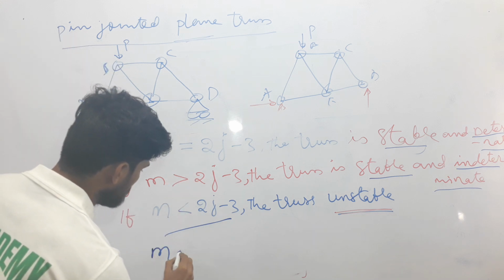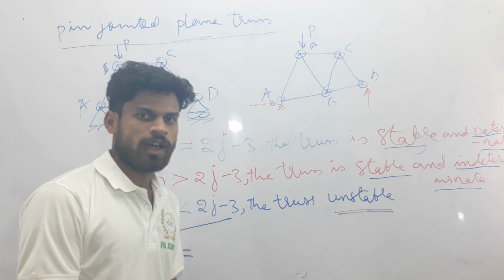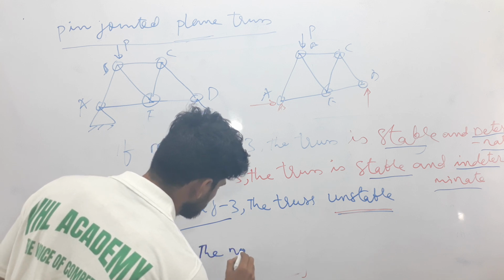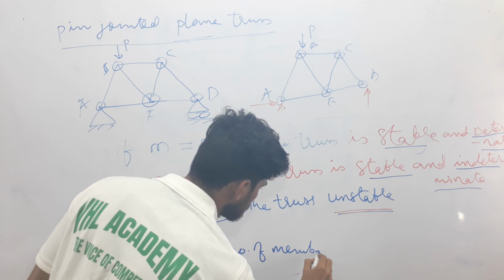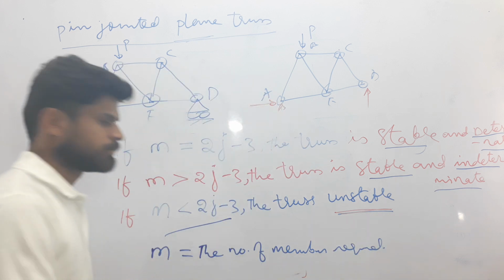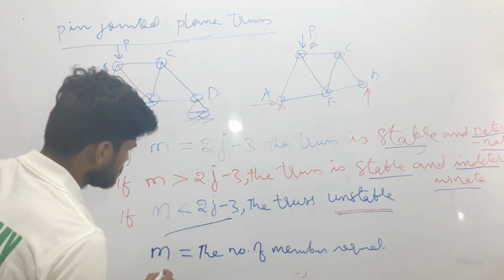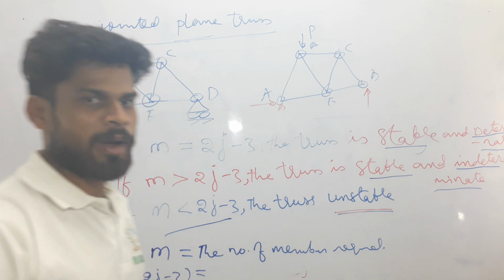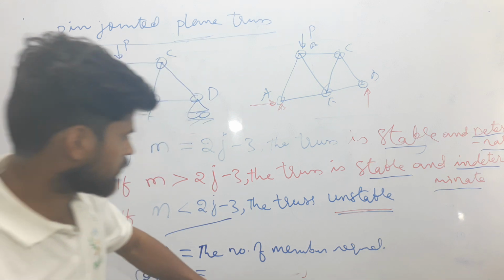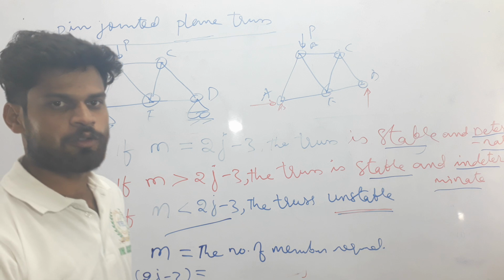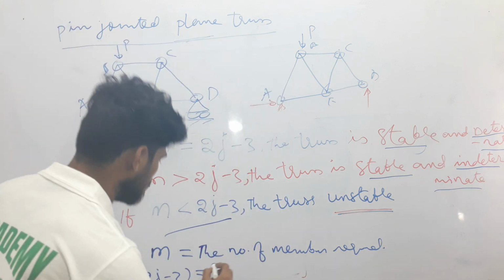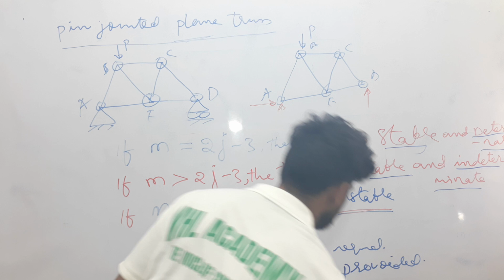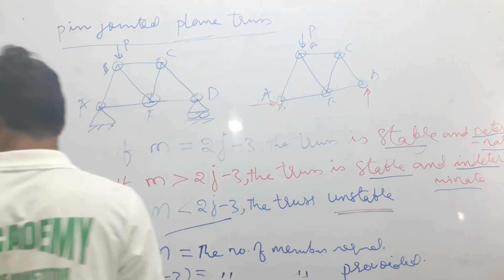Here, m is equal to the number of members provided, and 2j minus 3 is equal to the number of members required.